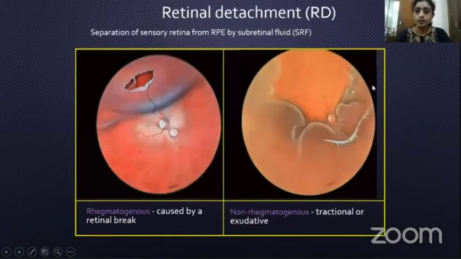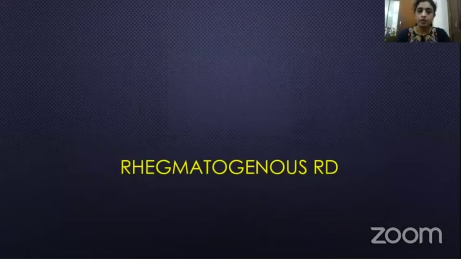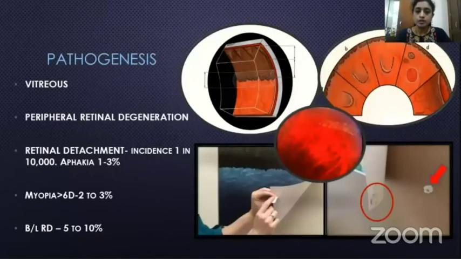Retinal detachment, as we all know, can be broadly classified into rhegmatogenous retinal detachment and non-rhegmatogenous, that is either tractional or exudative retinal detachment. The pathogenesis is mainly the vitreous, which is very strongly and densely adherent to the vitreous base and peripheral retinal degenerations, either snail track degeneration or lattice degeneration.